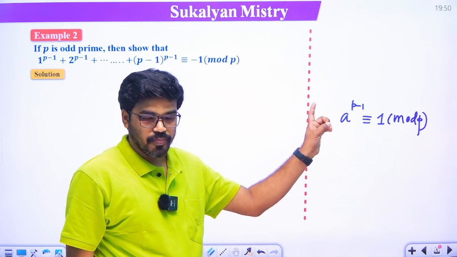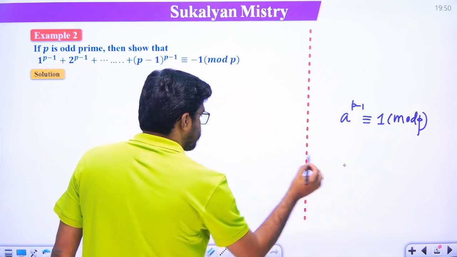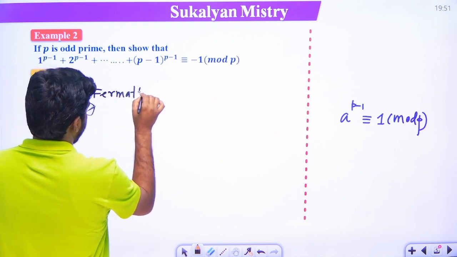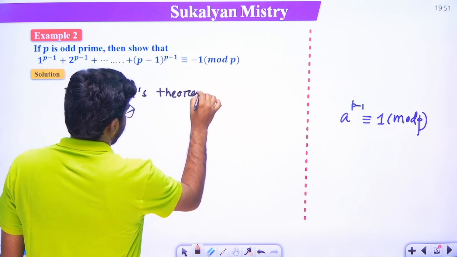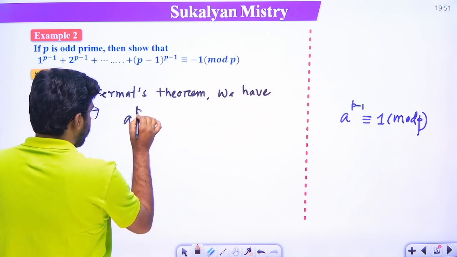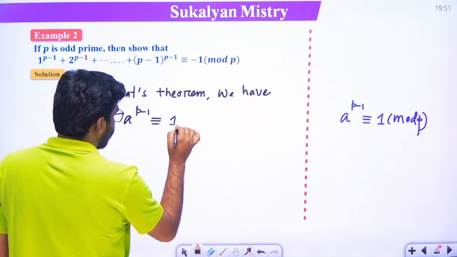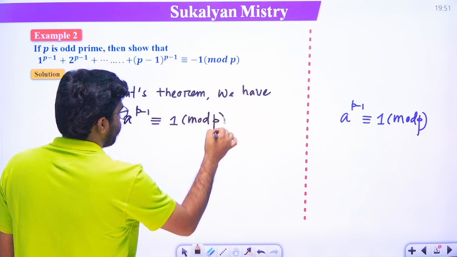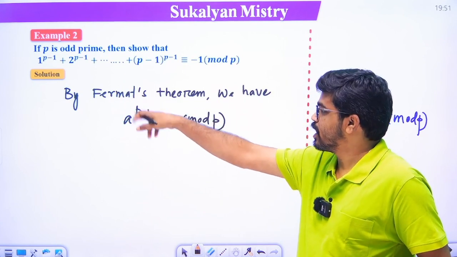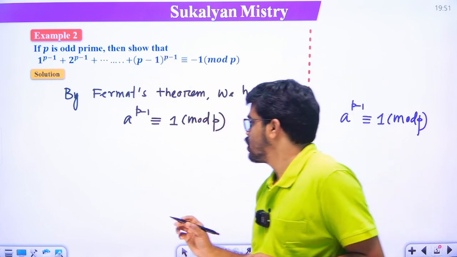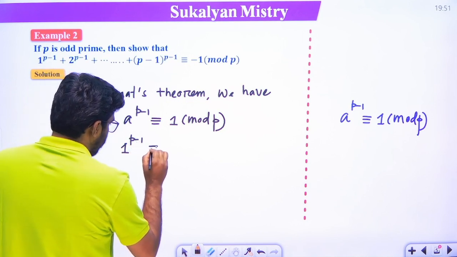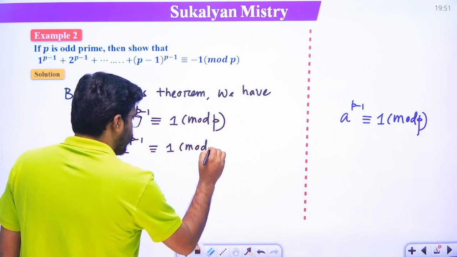So by Fermat's theorem we have a to the power p minus 1 congruent to 1 modulo p. Okay, now just put a equal to 1, next put a equal to 2, next put a equal to p minus 1. So 1 to the power p minus 1 is congruent to 1 modulo p.